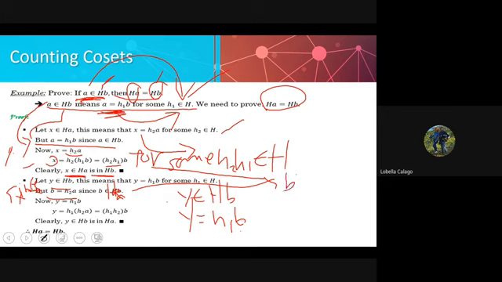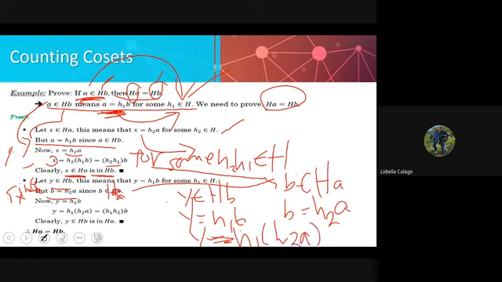Okay, since B is an element of HA, since this is H1, B must now be equal to H2A. Now we just substitute B. Therefore, y is equal to H1B, so y equals H1, H2A. Then we're in groups, talking about subgroups there. Therefore, associativity exists. So that's associativity.